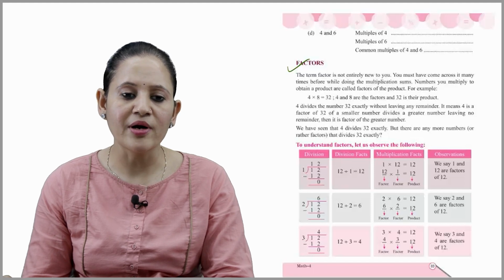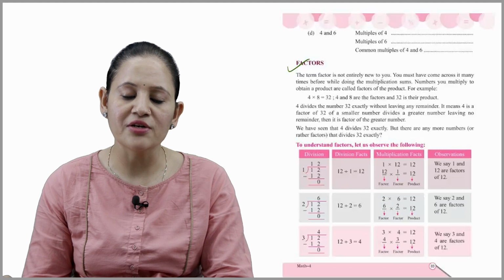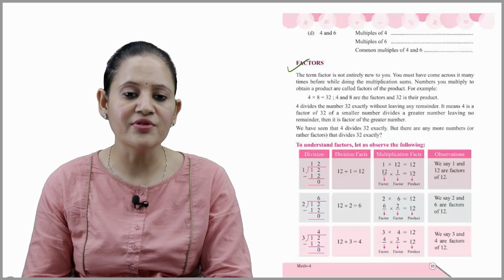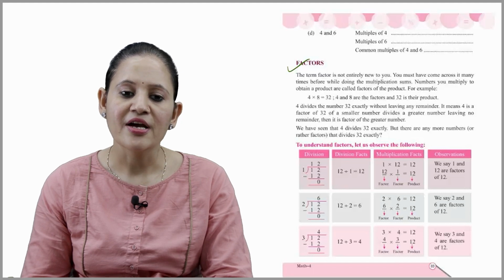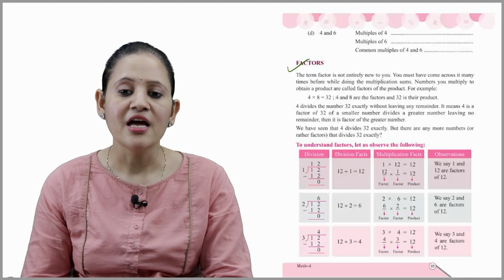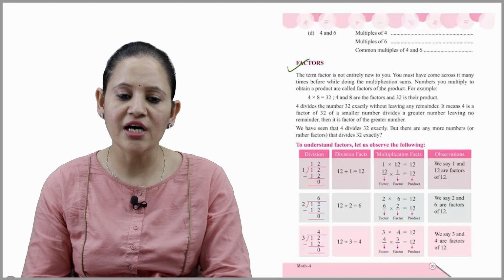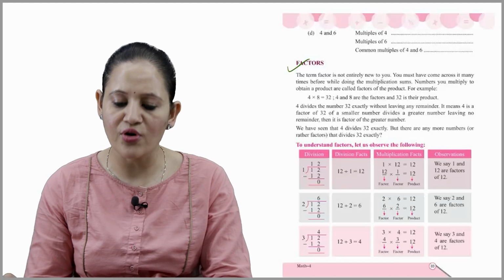If we divide 32 by 4, so remainder क्या आएगा 0. So it will divide the given number like here 32 exactly. It means 4 is the factor of 32. If the smaller number divides the greater number leaving no remainder, then it is the factor of the greater number. We have seen that 4 divides 32 exactly, but are there any more numbers that divide 32 exactly? To understand the factors, let us observe the following.